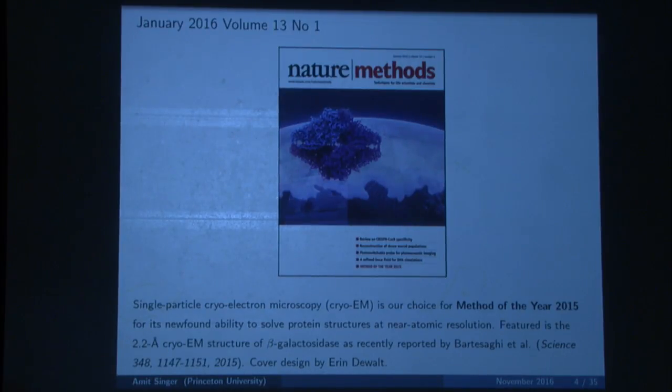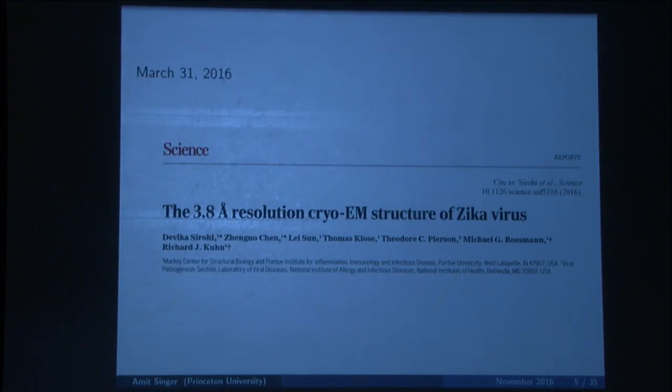Yeah. So, for its newfound ability to resolve structure at near-atomic resolution, what you see here is a 2.2 angstrom resolution reconstruction, and some very interesting structures have been resolved using cryo-electron microscopy. This is an example from a few months ago. I'm sure that you've heard about Zika; the Zika virus structure was found using cryo-EM.